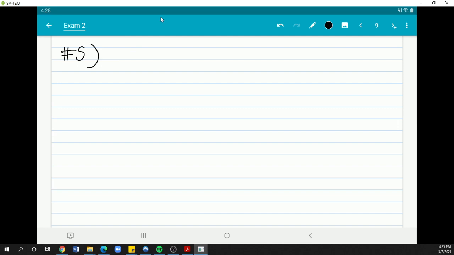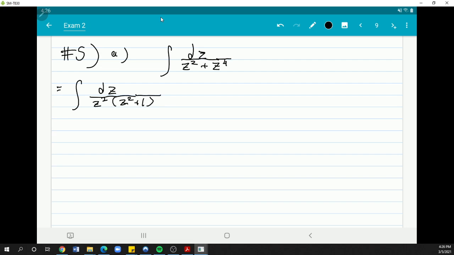But let's start with number 5a. Look at the integral dz over z squared plus z to the fourth. So what do we do? This is integral dz. Then we factor. Sometimes you'll have to factor on these problems. This one is fairly easy: z squared times z squared plus 1. And now we say, okay, I have a z squared and a z squared plus 1.